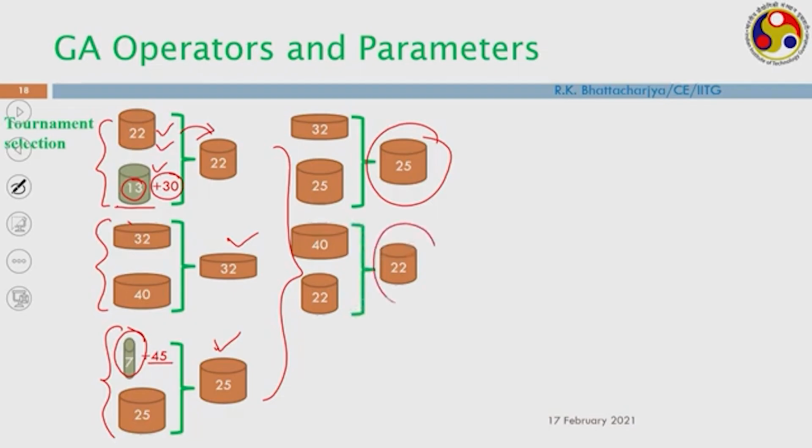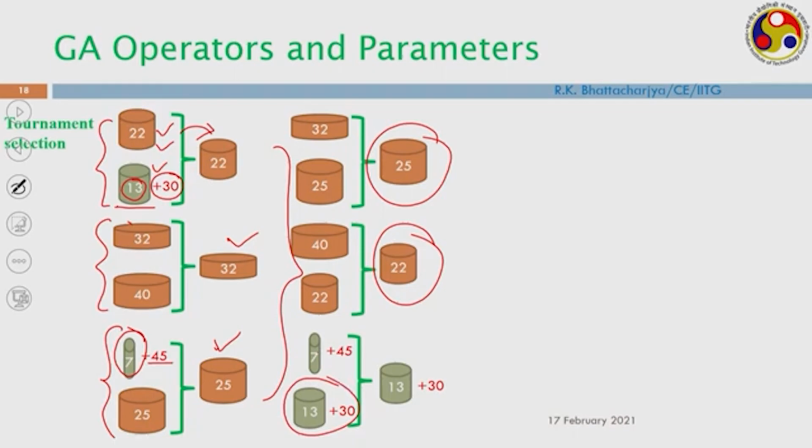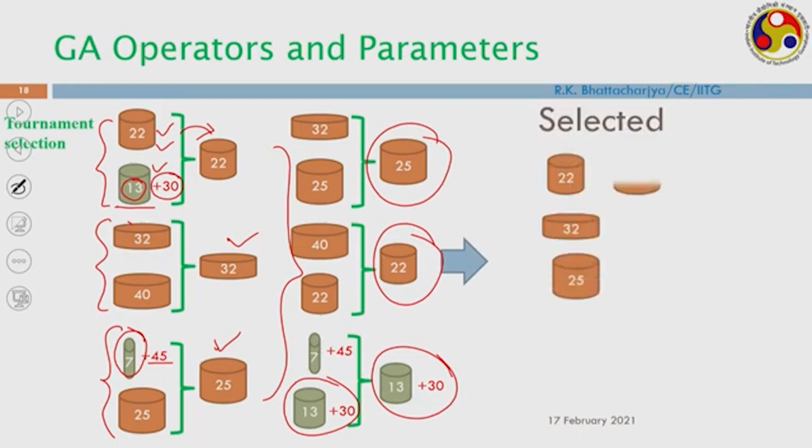So, in that case 22 is the winner, and here both are infeasible and 7 is playing with 13. In this case the violation is a little less, and therefore 13 will win the tournament. Now, from the second round of the tournament I am getting another 3 solutions. So in the first round I am getting 3 solutions, in the second round I am getting 3 solutions, and therefore I am getting a total of 6 solutions.